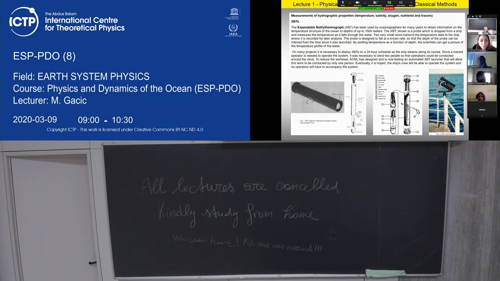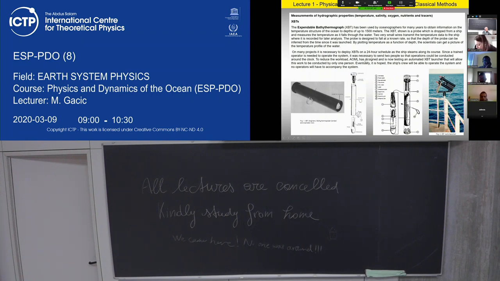The XBT is a probe which is dropped from the ship and measures the temperature as it falls through the water. A very small wire connects it to the surface instrument, to the computer, and sends the temperature information into the computer. When it reaches the depth of 1500 meters, the wire is broken, and the probe simply goes to the bottom. This is why I said it's not very ecological, because throwing this metal stuff into the sea and leaving it at the sea bottom is not ecological behavior, and it's not used anymore.